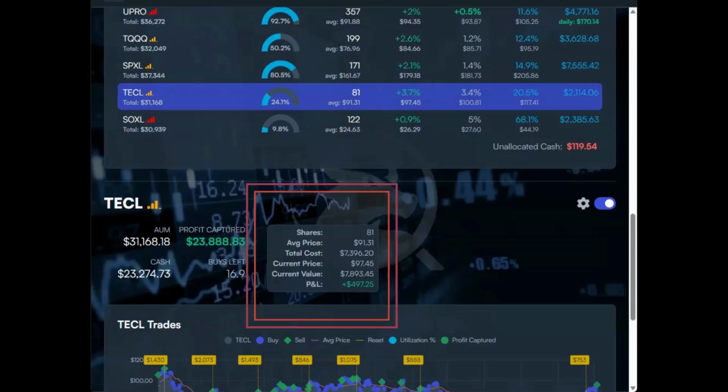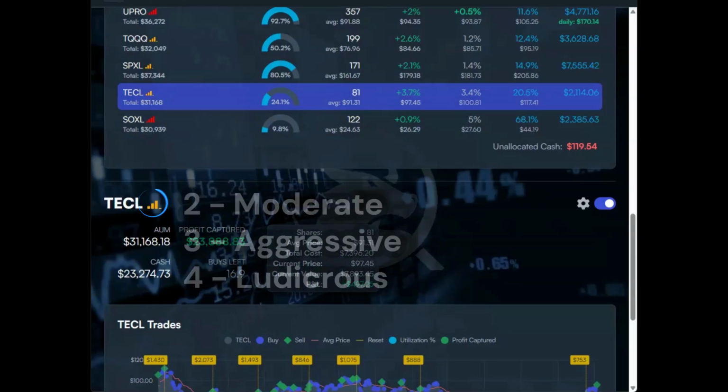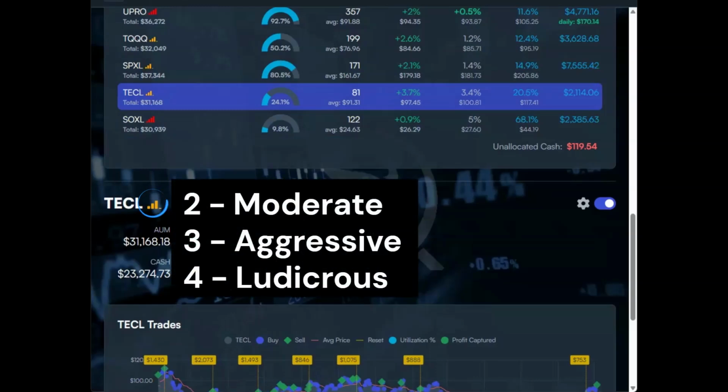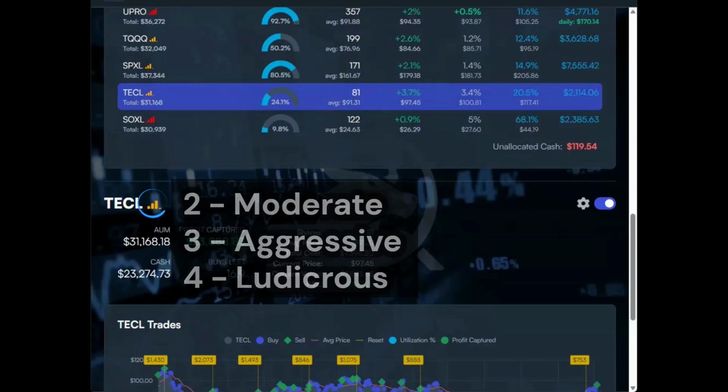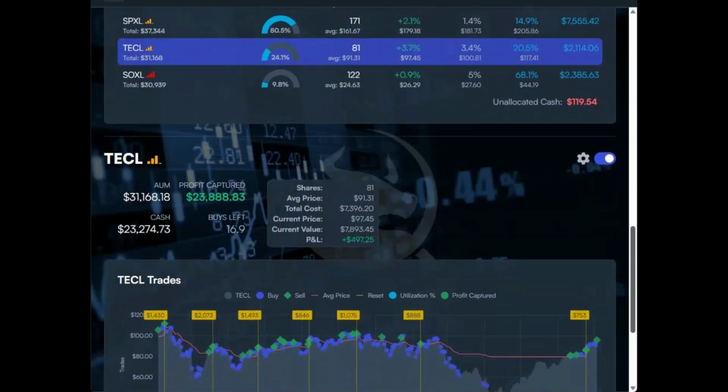This section is self-explanatory and is just the details of the profit and loss of this particular fund. This icon next to the fund's name indicates the aggressiveness chosen for this allocation. 2 bars means moderate, 3 means aggressive, and 4 means ludicrous. The more aggressive an allocation is, the quicker it will deploy its cash.